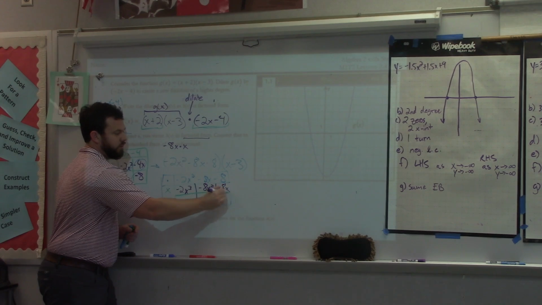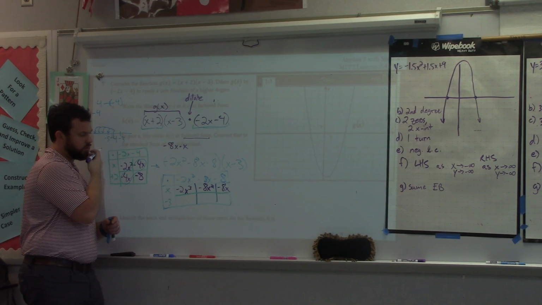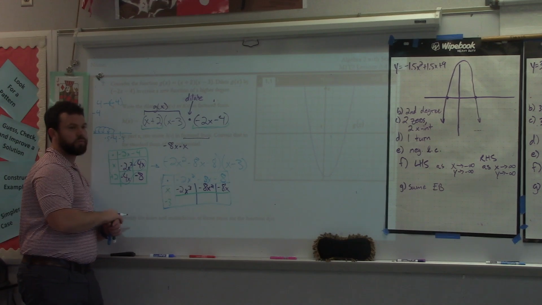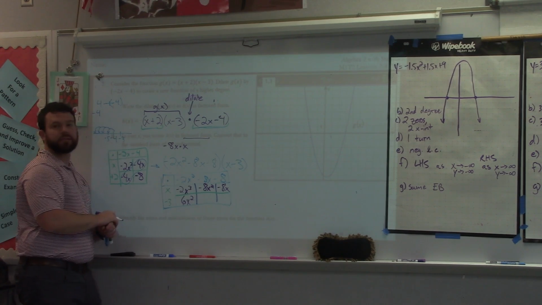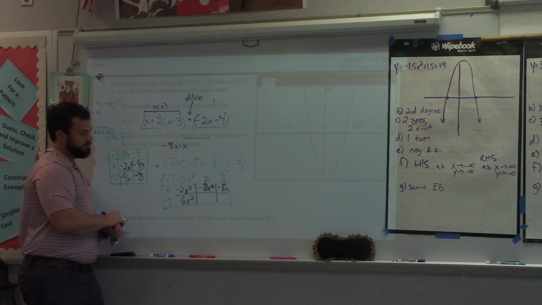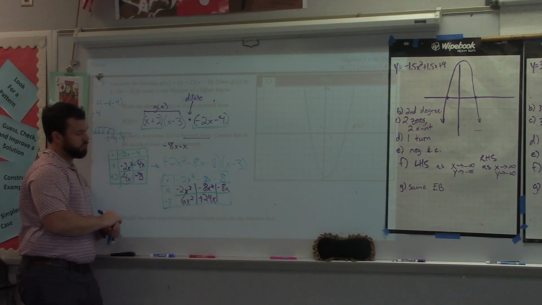Negative 8. Alright, next row. 6x squared. Remember, negative 3 times a negative 2 is 6. And we've got 2 x's being multiplied. 24x. 24x.